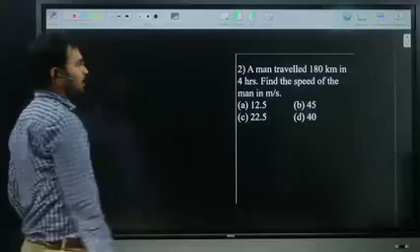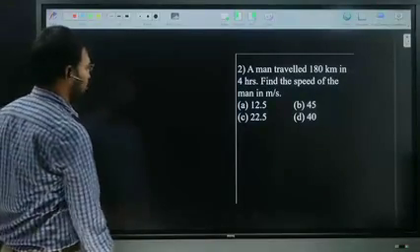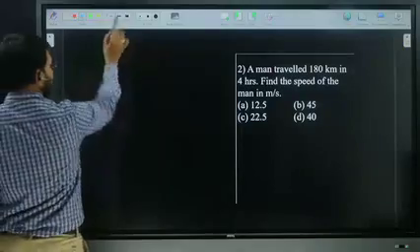A man travels 180 kilometers in 4 hours. Find the speed of the man in meters per second. So what is the answer?